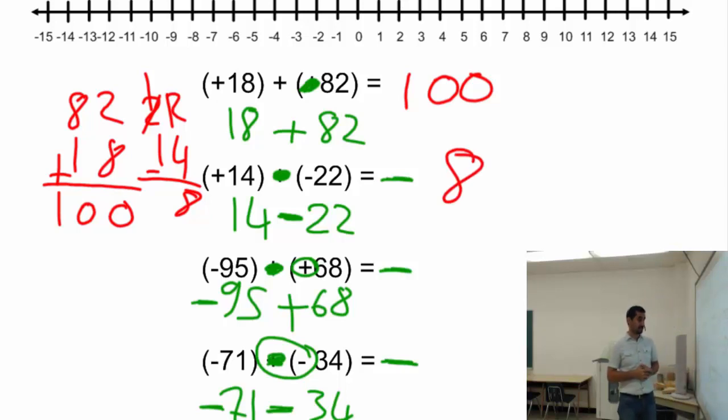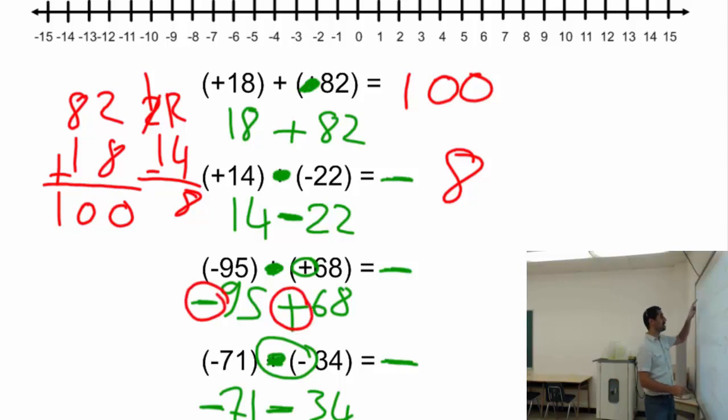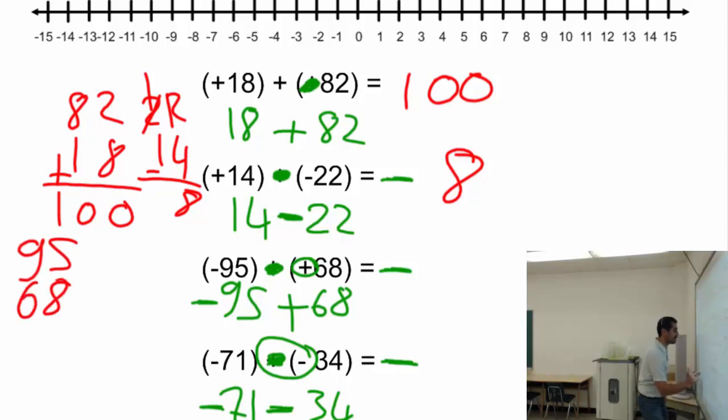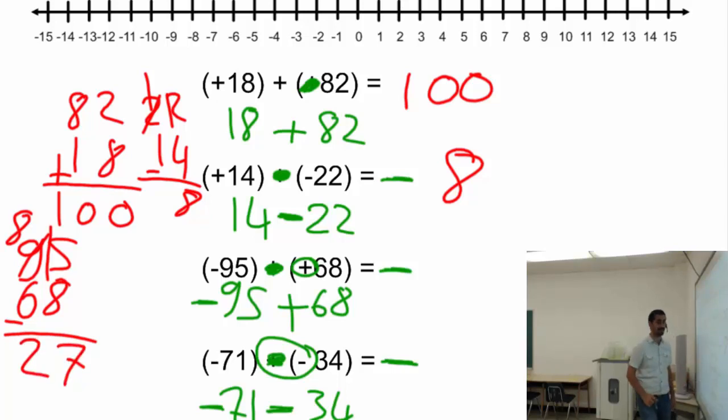Next. So I see the negative sign here and positive sign there. They are different. I'm going to go down. Let's go down. 95, 68. I'll do the subtraction. 15 minus 8 is 7. 8 minus 6 is 2. 27.